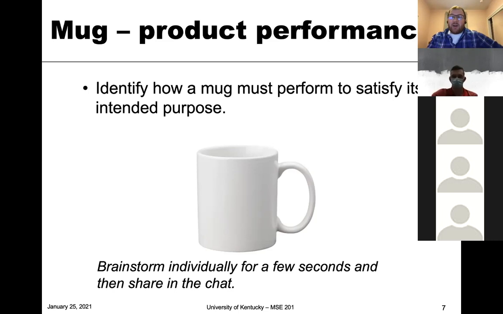Think about that. I want you to use the chat. If you think of something about what a mug should do, just write it in the chat, and I'm going to look through those entries, see what everybody says, and then talk about those. Then we're going to bring it into material structures eventually. But I want you to think about what a mug has to do for its purpose. And once you think of something, write it in the chat.